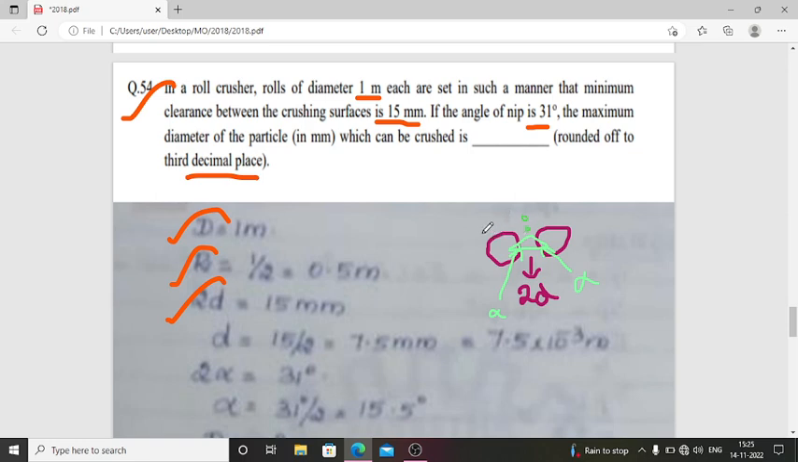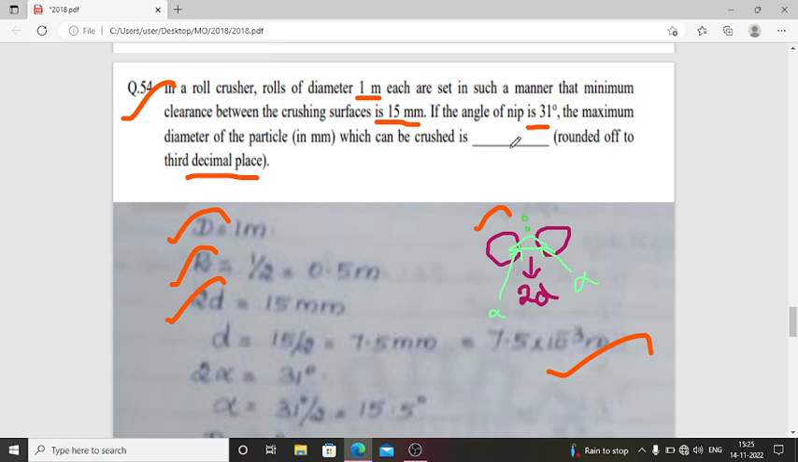Why? Because refer to this figure. So this is the roll. Between these two rolls, this space is the clearance between the crushing surfaces. This is 2d. So we should take 2d is equal to 15 mm. From this, what is small d? 15 by 2, 7.5 mm. Converting into meters, 7.5 into 10 to the power of minus 3 meter.